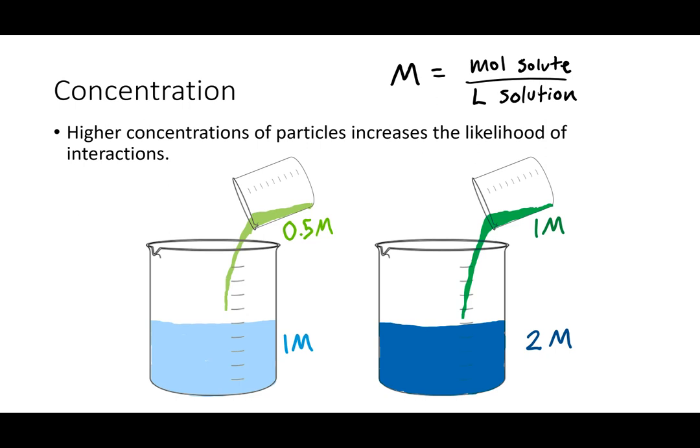If we compare two solutions that are mixed together, let's say we have a 0.5 molar solution of this green and a 1 molar solution here, and then we double each of these, and we have 1 molar and 2 molar, you can clearly see that this one on the right, there's going to be more particles in solution, and it's going to be more likely that they interact together. It's kind of like in the hallway. If there's more people in the hallway, there's more likelihood for interactions with each other. Pretty straightforward.